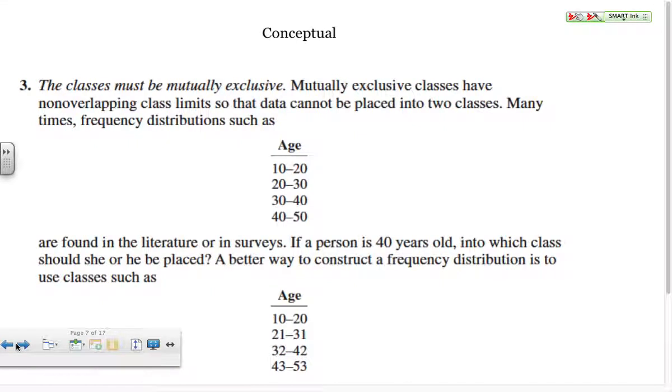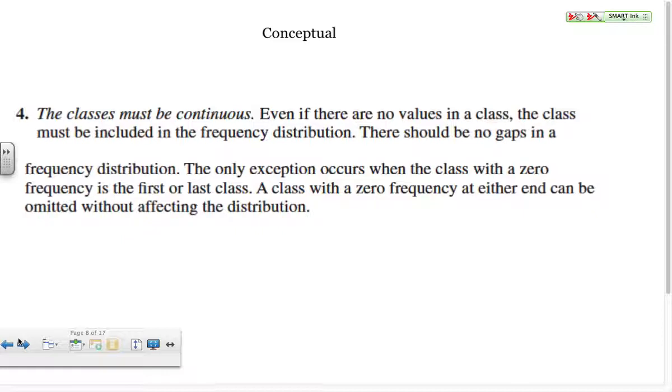They must be mutually exclusive. We talked about that. You can't go from 10 to 20 and 20 to 30, because then where does the number 20 go? You must go 10 to 20 and then 21 to 31. That's super important. The classes must also be continuous, so you cannot have 10 to 20 and then 30 to 40. Even if there are no numbers in between, you have a frequency of 0. You must have a set in between.